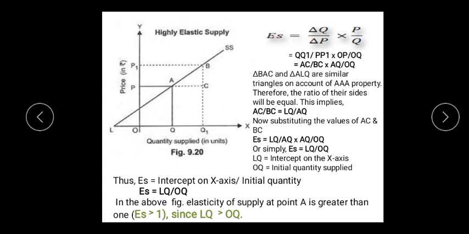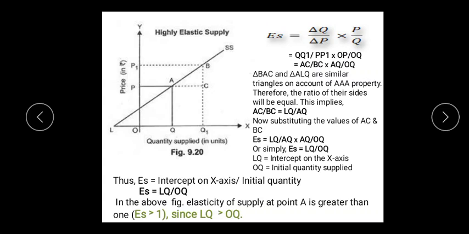Since the two triangles are similar on account of AAA property, the ratio of their sides are equal. So the base of this angle is equal to base of this angle, and the perpendicular of this angle is equal to perpendicular of this angle. So AC is equal to LQ and BC is equal to AQ. Thus AC divided by BC, that is this portion, is equal to LQ divided by AQ.